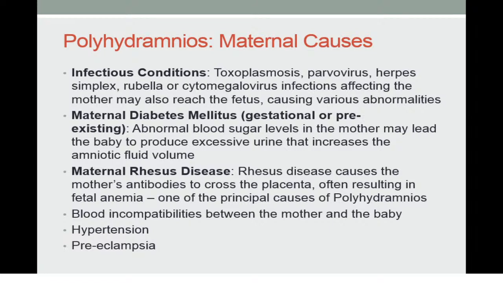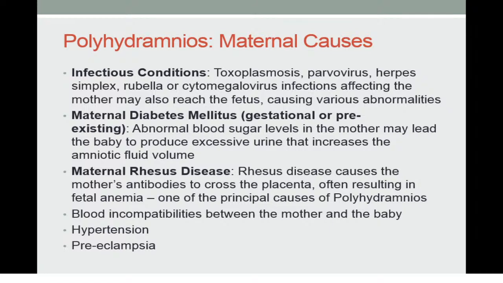Rhesus disease, rhesus incompatibility. The mother is rhesus negative, the fetus is rhesus positive. Rhesus incompatibility causes the mother's antibodies to cross the placenta and make a complex, an antigen-agglutinin, on the superficial area of the RBC, red blood cells, leading to lysis, and because of this lysis, fetal anemia, hemolytic anemia of the fetus and newborn, develops. It is one of the principal causes of polyhydramnios.